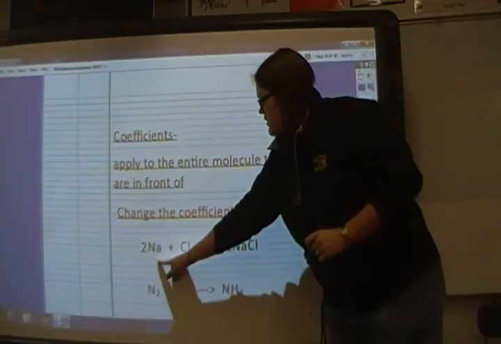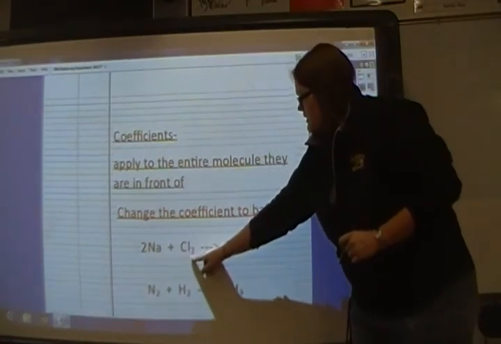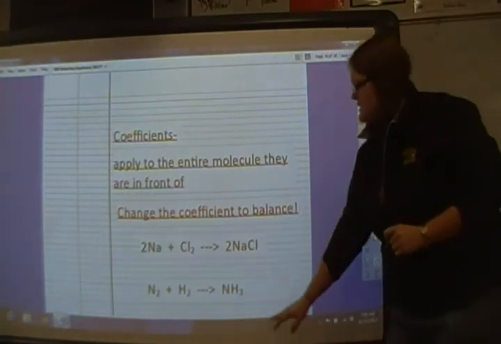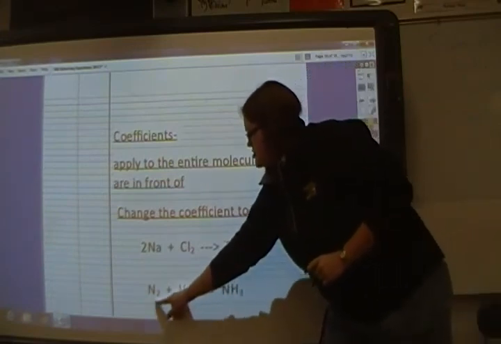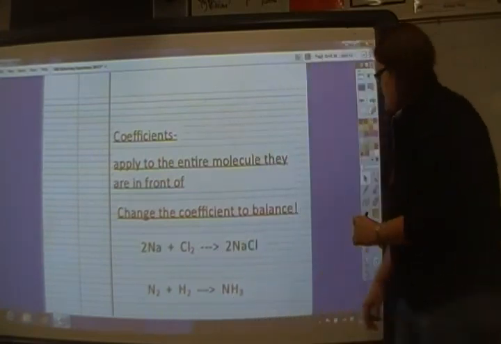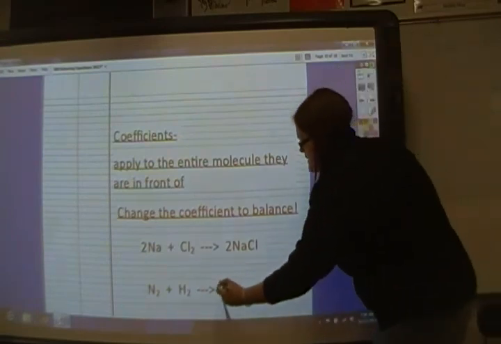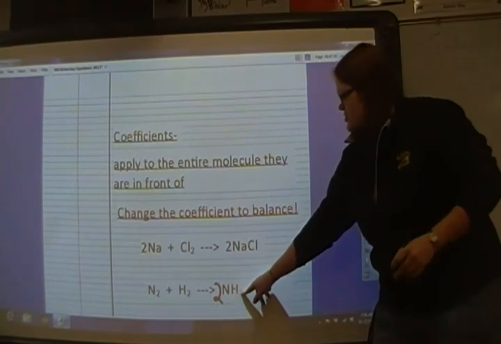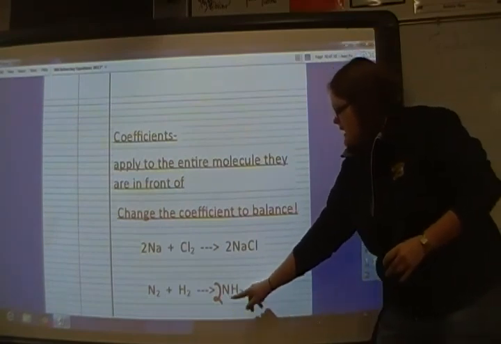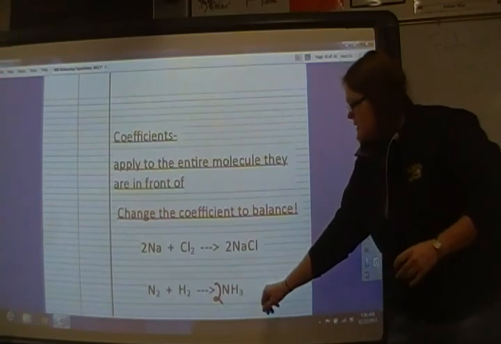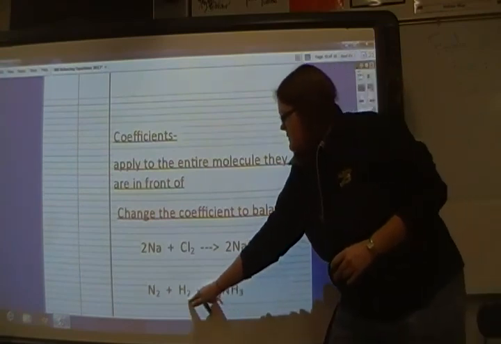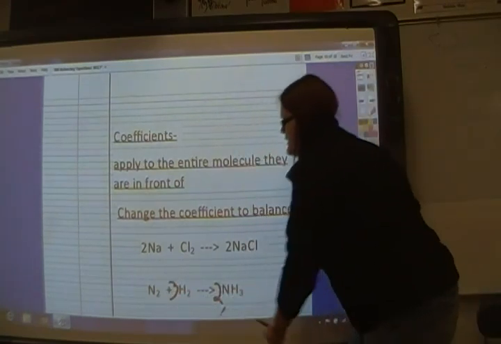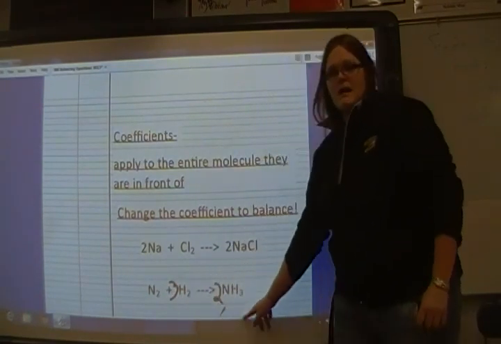For example, we have 2 sodiums, our 1 chlorine molecule, and then 2 sodium chloride molecules. So to balance this one below it, we have 2 nitrogens here. We only have 1 nitrogen here. So I need to change this to a 2 coefficient. That now changes the number of hydrogens I have. I started with 3, but now I have 6. 2 times 3 gives me 6. So on this side, having 2 hydrogens, I have to put a 3 for a coefficient. Now this equation is balanced.